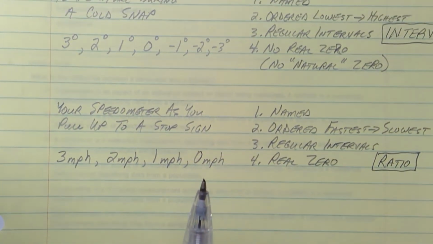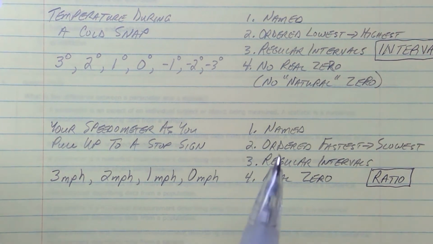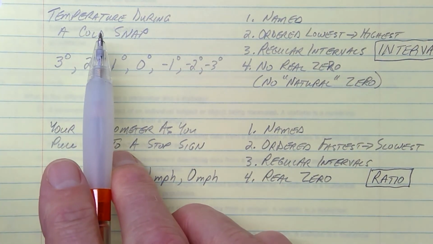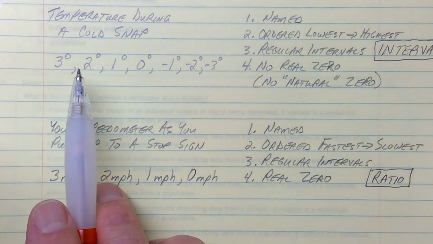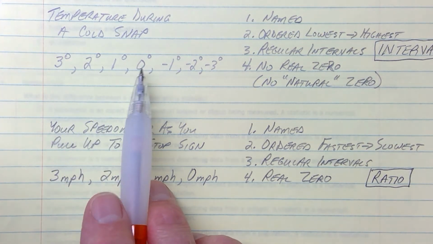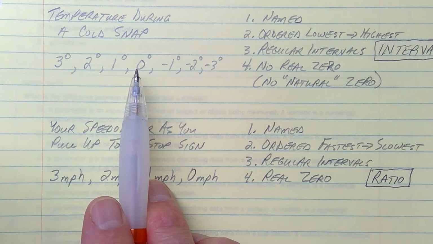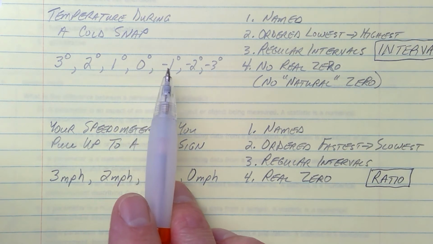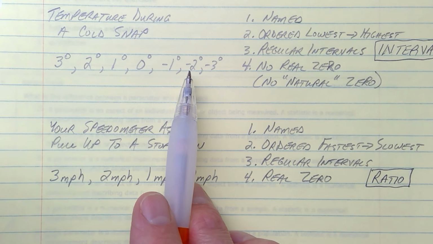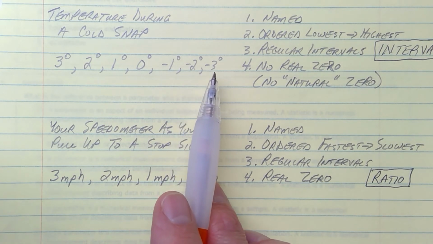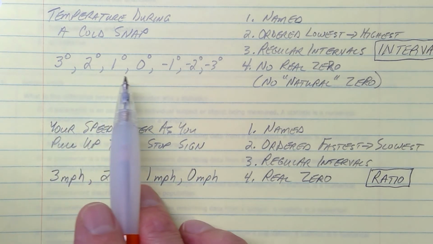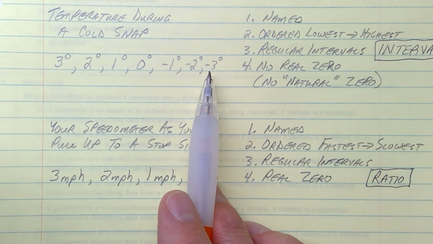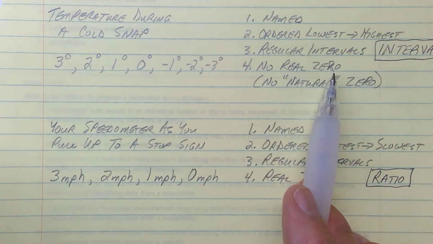So let's back up to interval, all right? I want you to think about temperature during a cold snap, and the temperature is dropping. It's 3 degrees, it's 2 degrees, it's 1 degree, it's 0 degrees. But think about temperature. It can be below 0. It can be 1 degree below 0, 2 degrees below 0, 3 degrees below 0. So notice the difference. Speedometer stops at 0. That's a real 0. But temperature doesn't stop at 0. It just keeps going. That's not a real 0.